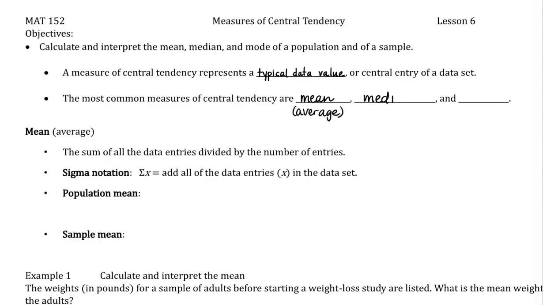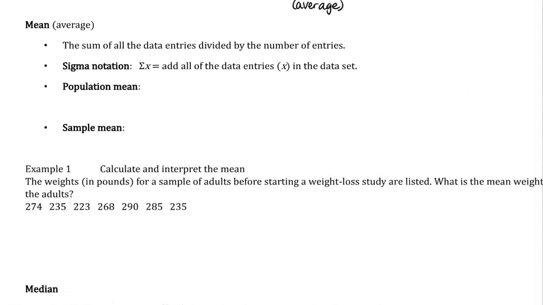The median of a data set, which could also be referred to as the second quartile, but we're learning about that in a couple lessons, and the mode of a data set. We're going to start off by learning about the mean. So the mean, also known as the average, is the sum of all the data entries divided by however many entries there are. This notation, this sigma, this weird looking Greek letter, a capital sigma, X, all this means is that you just add up all of the X's that are in that data set. We'll see an example of that right here in a second.